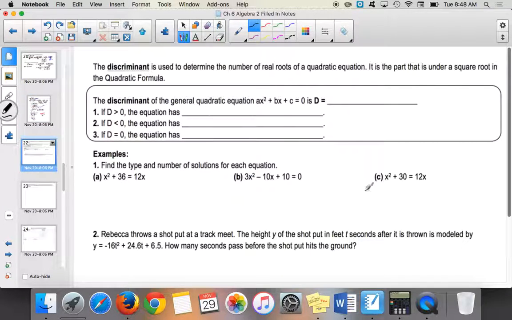All right, and the last thing we're going to talk about is called the discriminant, not determinant. We're not going back to chapter 4 and doing matrices. It's called the discriminant, and it's used to determine the number of real roots of a quadratic equation. So it's the part that's under a square root in the quadratic formula. Okay, so the discriminant of the general equation ax squared plus bx plus c equals 0 is the part that's under the square root, so it's b squared minus 4ac.